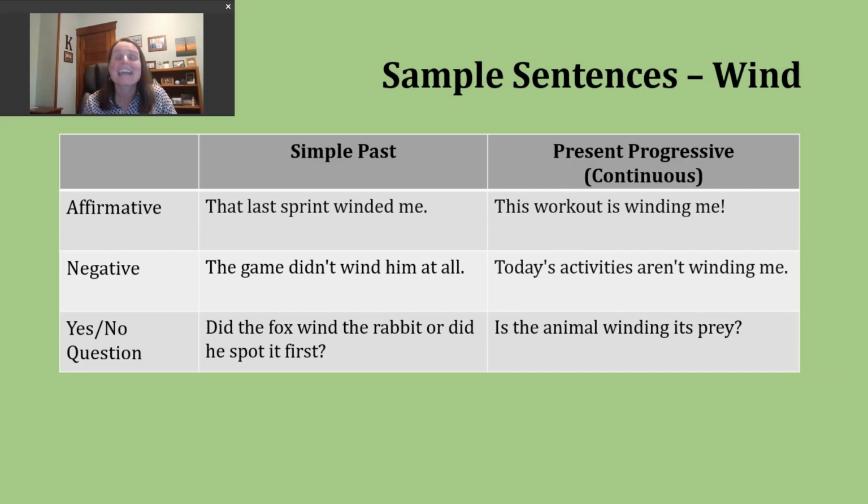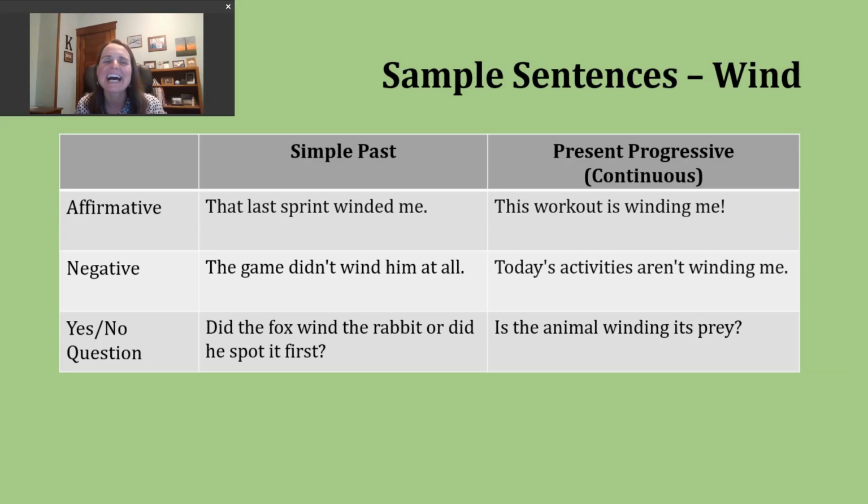Now, if you want to make a sentence in the simple past tense, but in the negative, what we're going to do again is start with our subject, but this time we'll use did not and then the base verb. Here's another example sentence. The game didn't wind him at all. So back to that first definition. Again, here we're saying someone didn't have any difficulty breathing. They didn't seem to be short of breath.